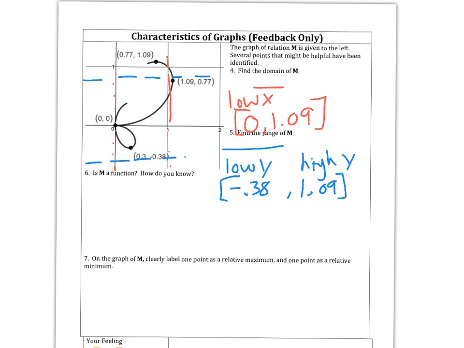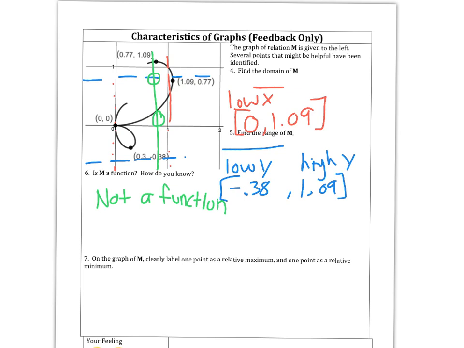The next question, I guess, is m a function, and how do I know? I'm going to do the vertical line test. And the vertical line test tells me that if I draw a vertical line and hit more than one place, just like I did here, this is not a function, because there's more than one output for each input, or for some inputs, I should say.